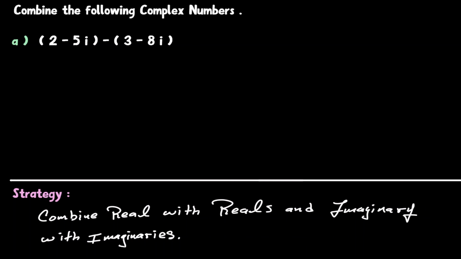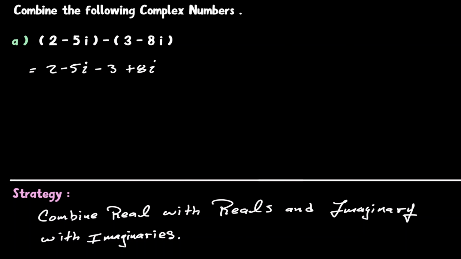So let's drop the parentheses to make this cleaner. In our first number, we have 2 minus 5i, but because we are subtracting here, let's distribute this negative down. So now instead of having 3, let's have negative 3. And when we distribute this negative down, instead of having negative 8i, we're going to have positive 8i. Negative times a negative is positive.